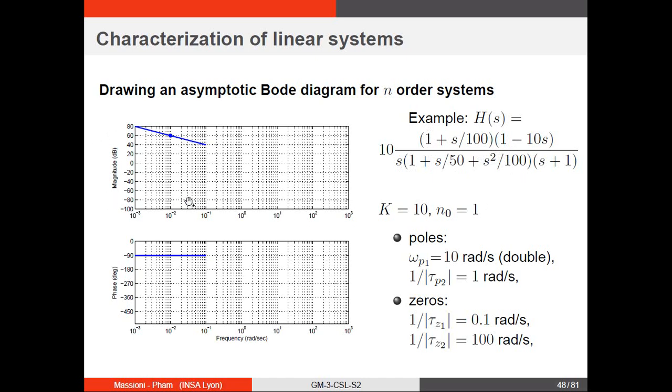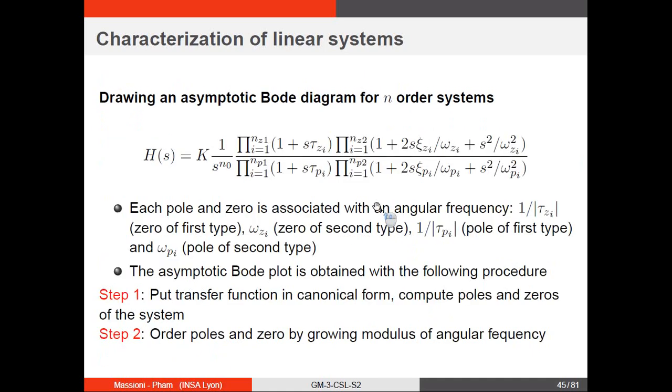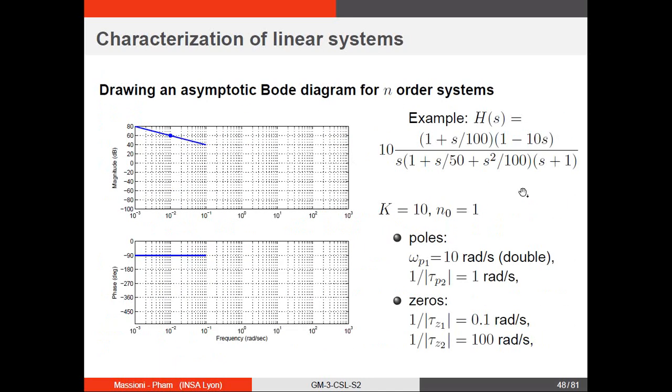So we draw axis, we identify the terms. This 10 is what we call k, n naught is 1 because we have 1 over s to the power n naught, so n naught is 1. I just show shortly the canonical form so you can compare it. 1 over s to the power n naught, so in this case it's 1. All terms factorized and normalized such that the constant term is 1. So let's go back to the example. So k is 10, we said, n naught is 1.